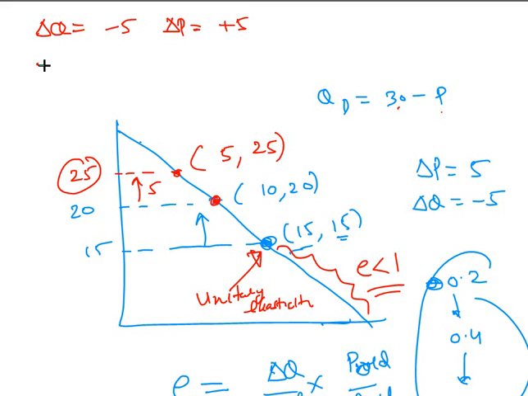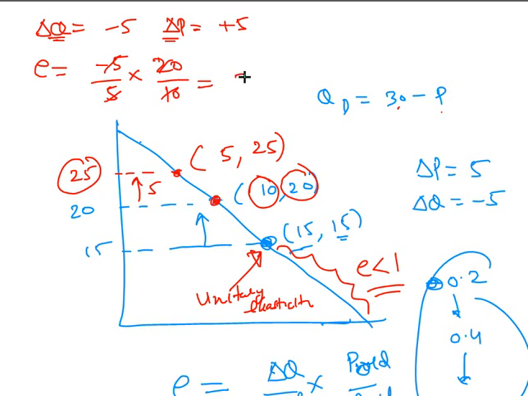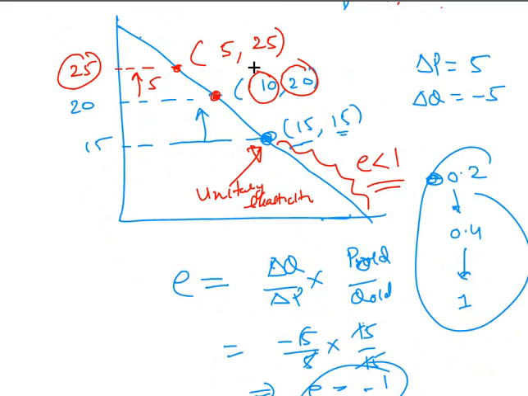But what is the elasticity? Elasticity will be change in quantity by change in price into old price. What was the old price? 20, divided by old quantity, 10. So what is this? It has become 2. So what we see is elasticity is actually increasing. So 0.2, then 0.4, then 1, and then it became 2.